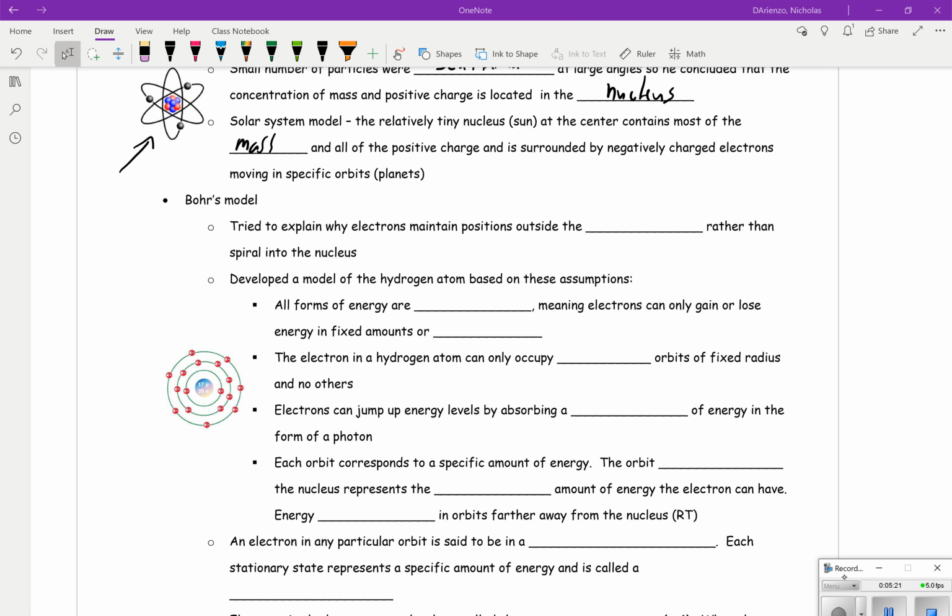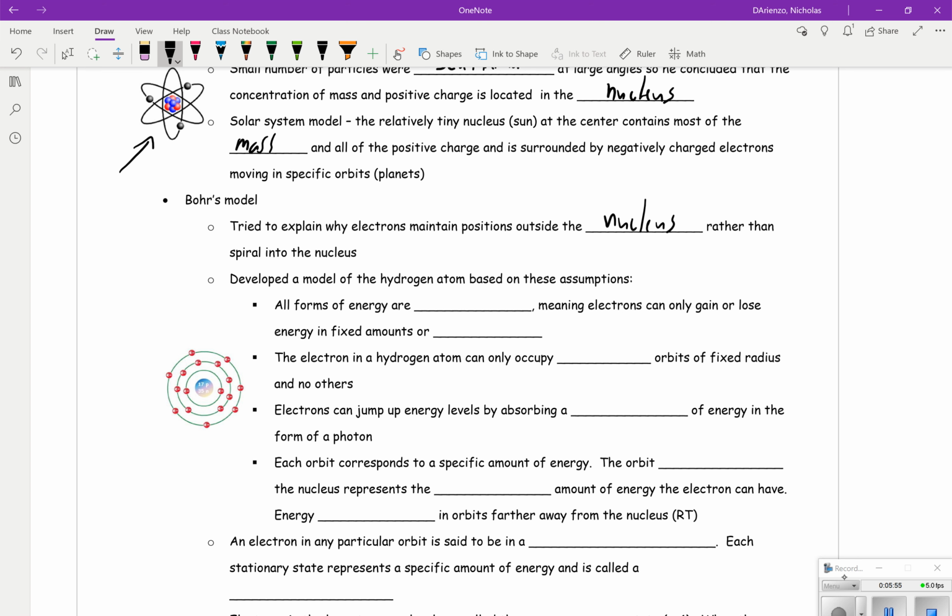So Bohr comes along and improves on Rutherford's model. Bohr tried to explain why electrons maintain positions outside the nucleus rather than spiral into the nucleus. If you think about a negatively charged electron moving around a positively charged nucleus, why don't they just attract to each other and the electron stay in the nucleus? So he tried to explain why that is not happening.